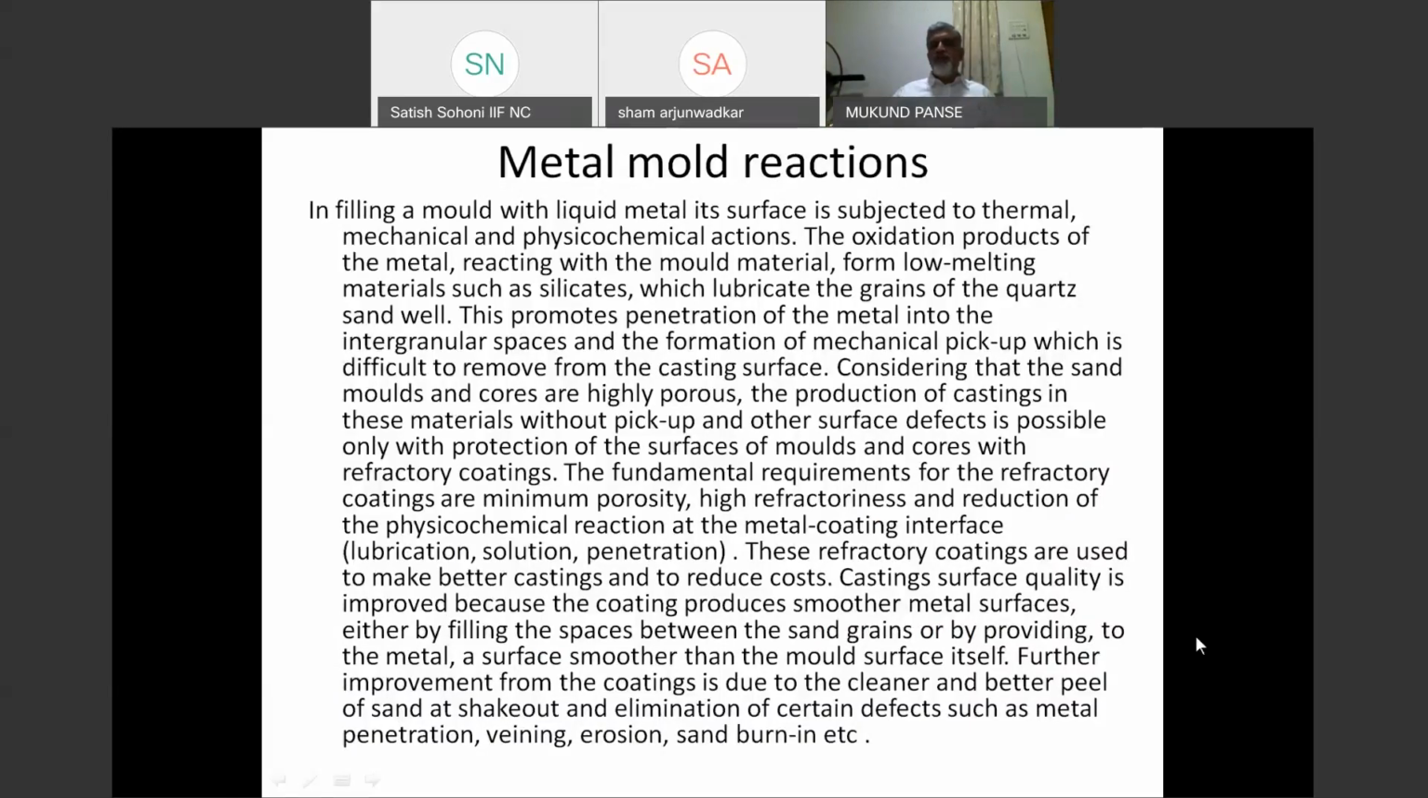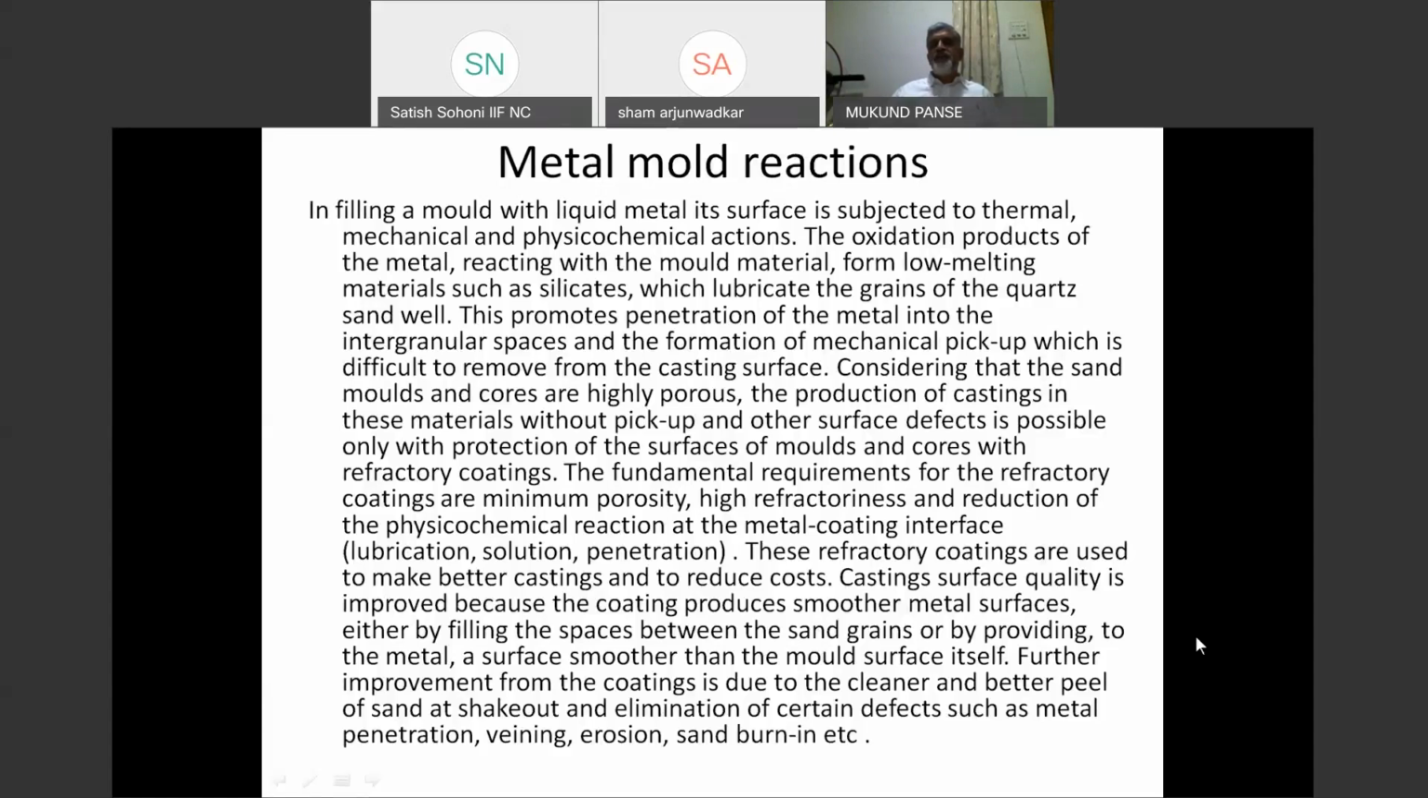But two things happen when the metal is poured in the mold. When the metal is poured, with the hydrostatic pressure, or because of the high fluidity at these temperatures, it goes into the pores between the sand grains.